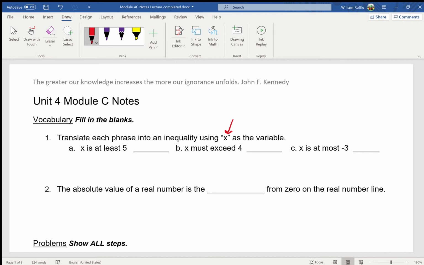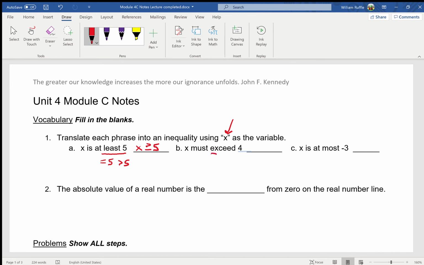So now, x is at least 5. Since it's at least 5, it could equal 5, or it could be greater than 5. So if it says at least 5, that means it could be 5, 6, 7, 8, or 9, or whatever. So since it can be greater than or equal to, it is x is greater than or equal to 5.